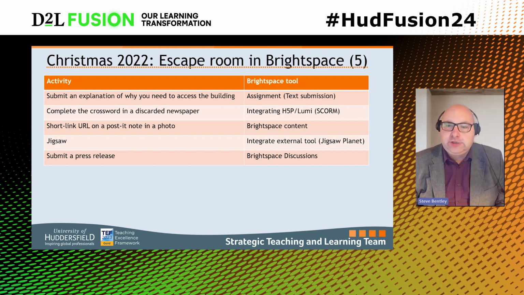Then inside, there's a crossword that they find in the paper, and that's built using H5P in Lumi and embedded into Brightspace with SCORM. From there, it's a simple embedded image, and that has a short link URL on a post-it note as part of the picture. That takes them out to a service called Jigsaw Planet, where there's a jigsaw that they have to assemble, and that gives them the final clue that they put into the quiz in Brightspace. We then ask them to submit a press release onto a discussion board in Brightspace, and that completes the activity.